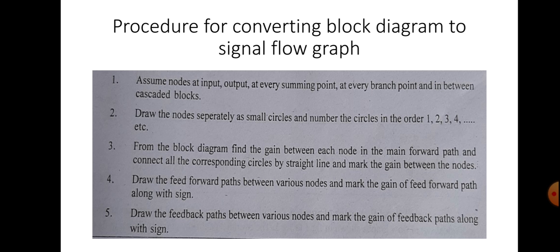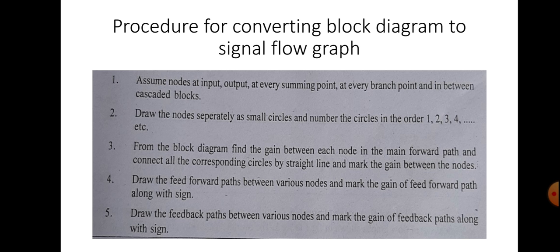From the block diagram, find the gain between each node in the main forward path and connect all the corresponding circles by straight lines and mark the gain between the nodes. So in the next step we will connect the nodes, put an arrow mark, and mark the gain, and that gain will be obtained from the block diagram itself. So the forward path gain will be identified, and that gain will be given in between the nodes.